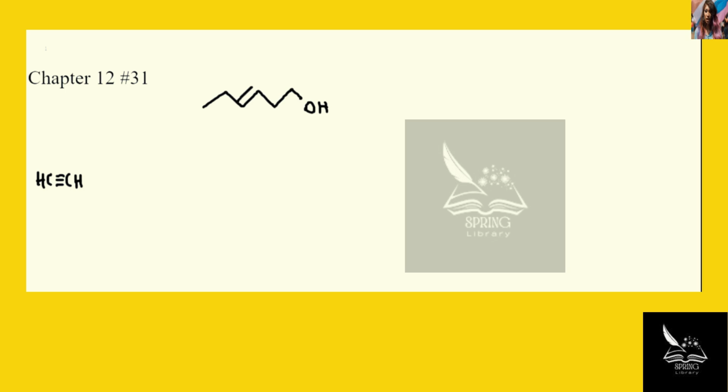This is the answer to Chapter 12, problem number 31 from the Smith Organic Chemistry textbook. This problem asks us to devise a synthesis of the molecule I've drawn at the top here. So I suppose that would be 3-hexanol. We're asked to devise a synthesis of this molecule starting from acetylene and using organic compounds containing 2 carbons or fewer, and any other required reagents.